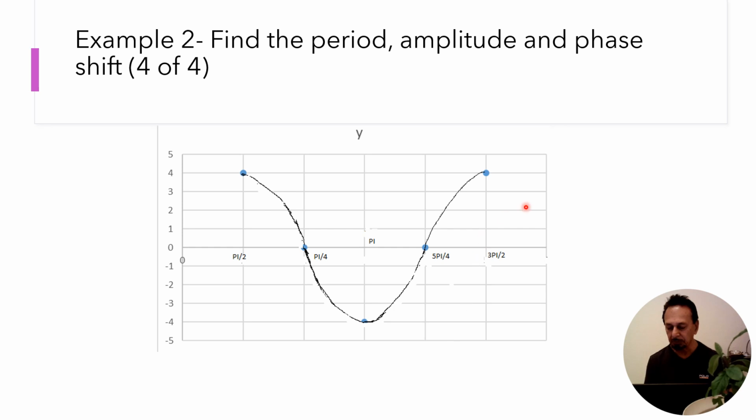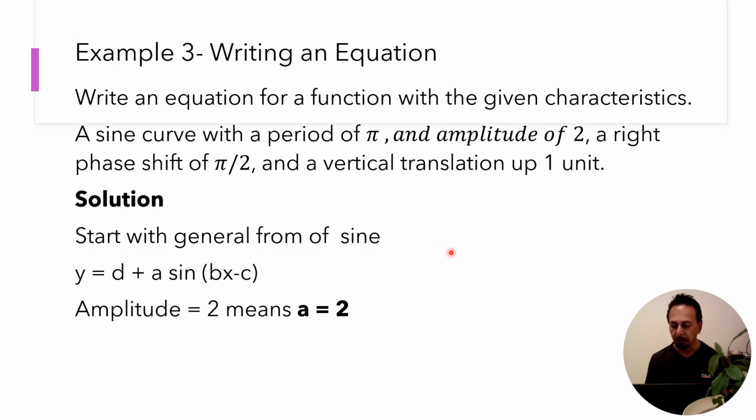So join these points, this is the graph of one period. And then after that, it goes down, and it goes up, and this can keep repeating. And that's the graph. So here is example 3. Write an equation for a function with given characteristics.